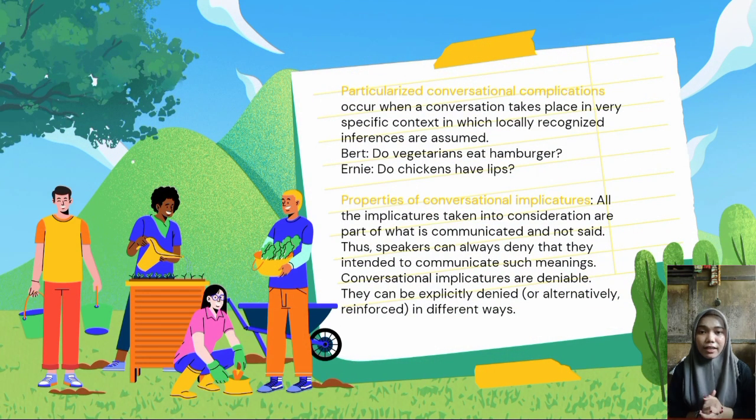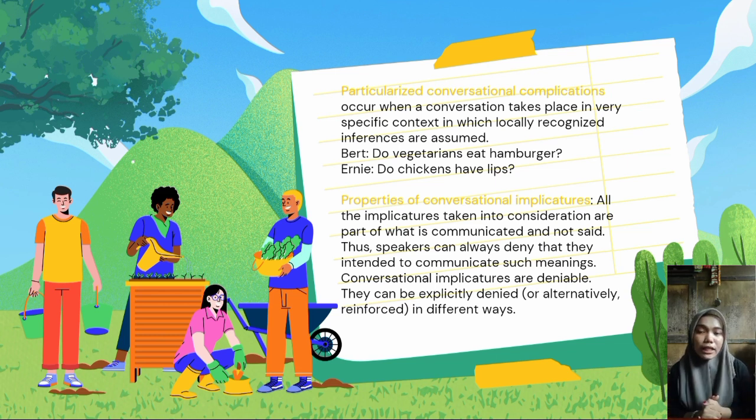Next, particularized conversational implicatures. Particularized conversational implicatures occur when a conversation takes place in a very specific context in which locally recognized inferences are assumed. For example, Bert: "Do vegetarians eat hamburgers?" Ernie: "Do chickens have lips?" In the above example, Ernie's response doesn't provide a yes or no answer. Bert must assume that Ernie's response means "of course not."